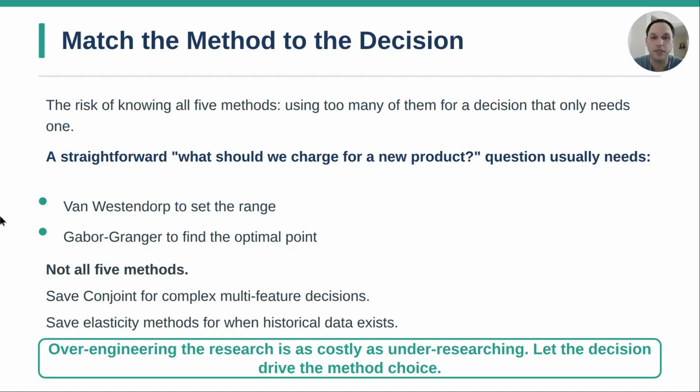A CPG brand adjusting the price of an existing SKU with 2 years of sales data doesn't need a new survey. They need a price elasticity calculation. Saving the complex methods for complex decisions. Match the method to what the decision actually requires. The goal of pricing research isn't to do the most sophisticated analysis possible, it's to make a better pricing decision than you'd make without it.